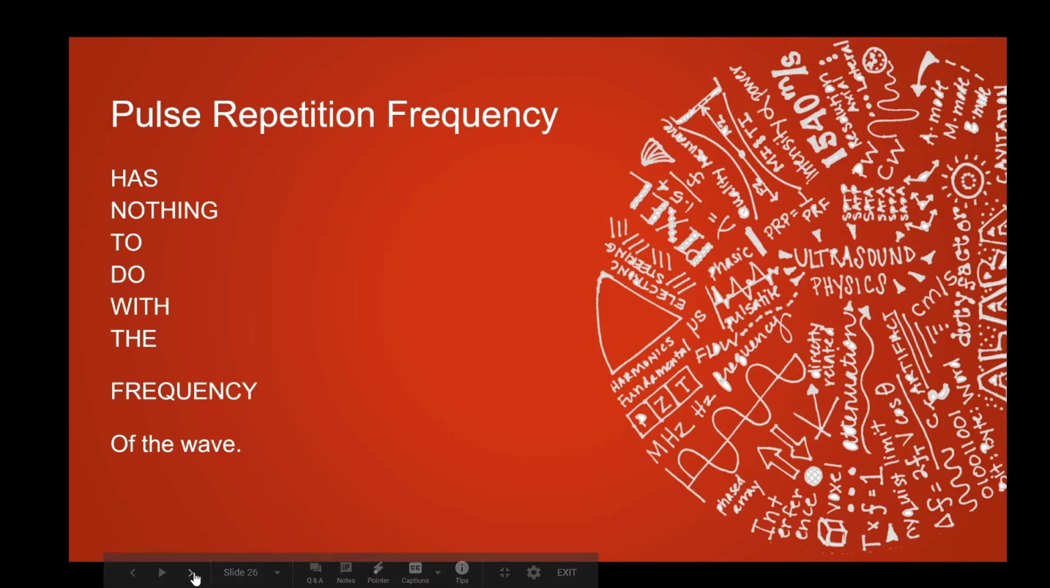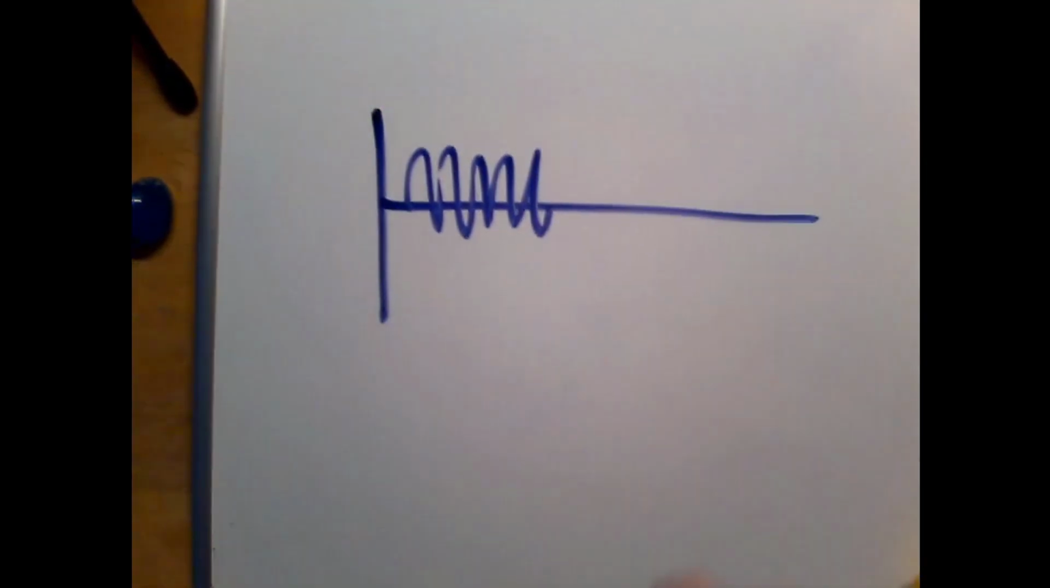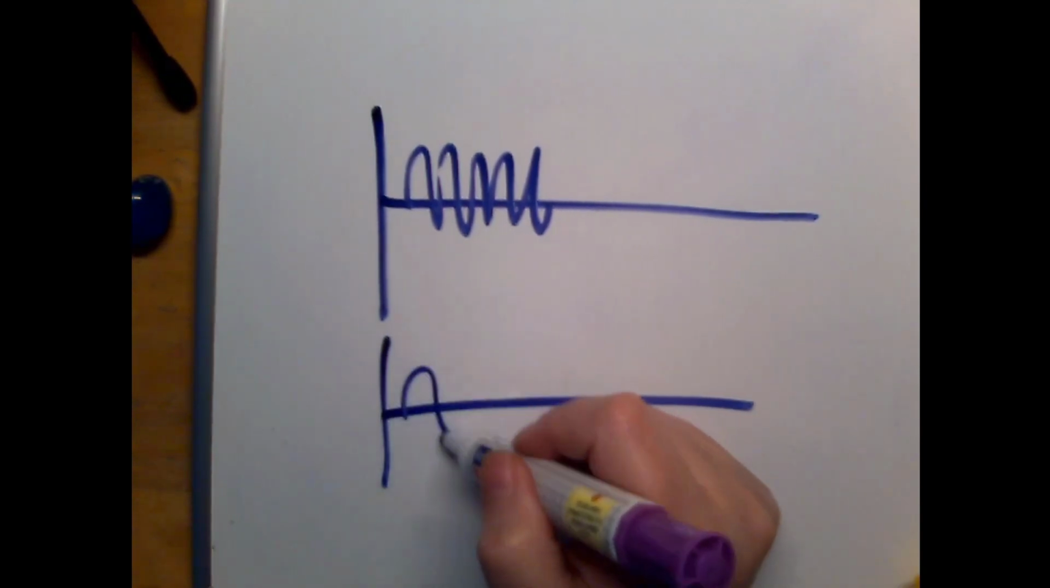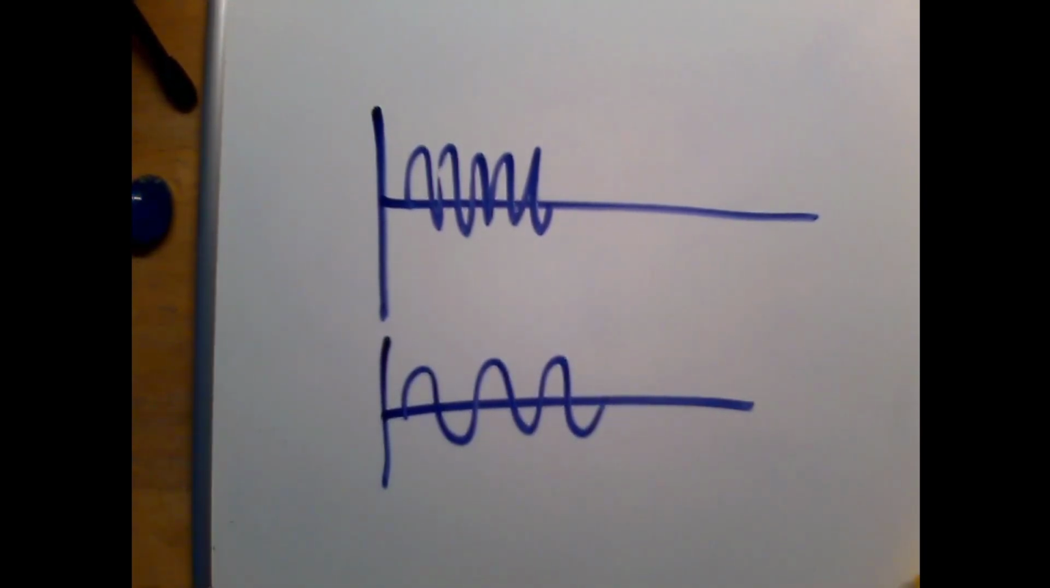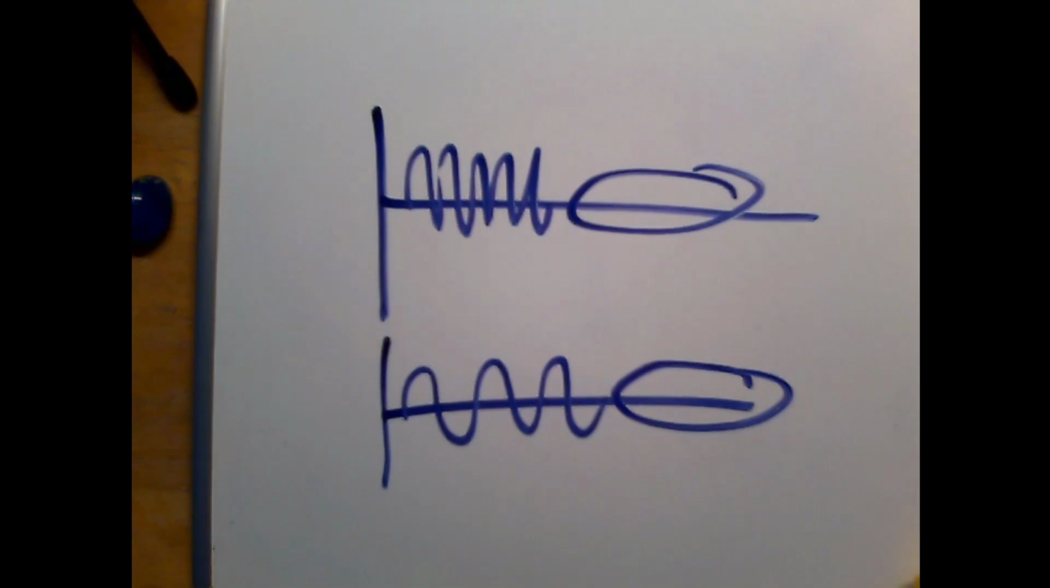And as I've mentioned a few times already, pulse repetition frequency has nothing to do with the frequency of the wave. Say we have a wave that is 10 megahertz, and we have a wave that is 2 megahertz. They're both going to go into the body. They're both going to travel the same speed. It has everything to do with how far they have to travel. How far is that store away? Is it 5 miles or 10 miles?